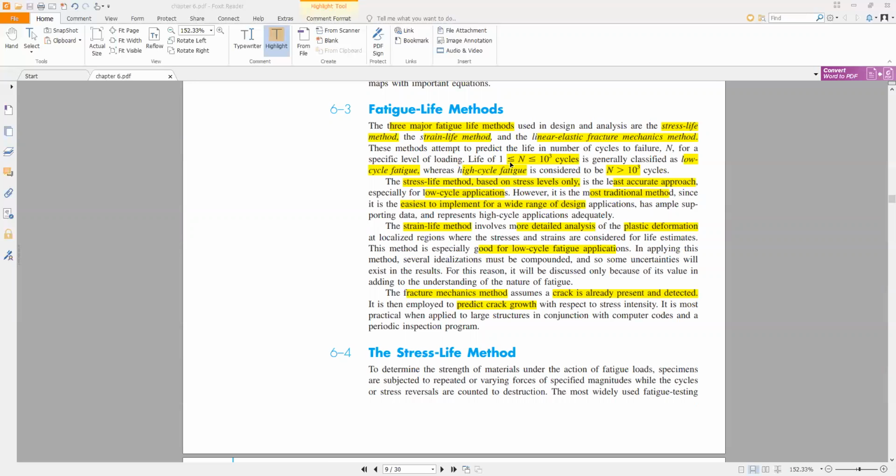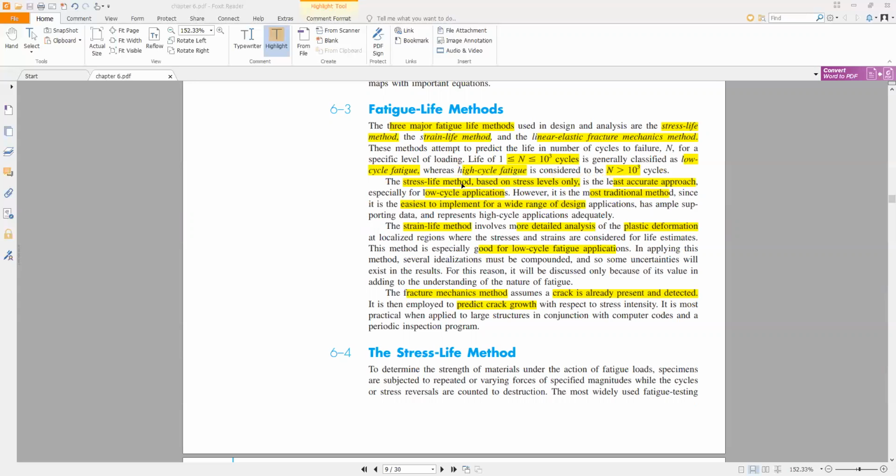For the N value from 1 to 1000 cycles, we consider this low cycle fatigue. If it is higher, more than 1000 cycles, it is high cycle fatigue.